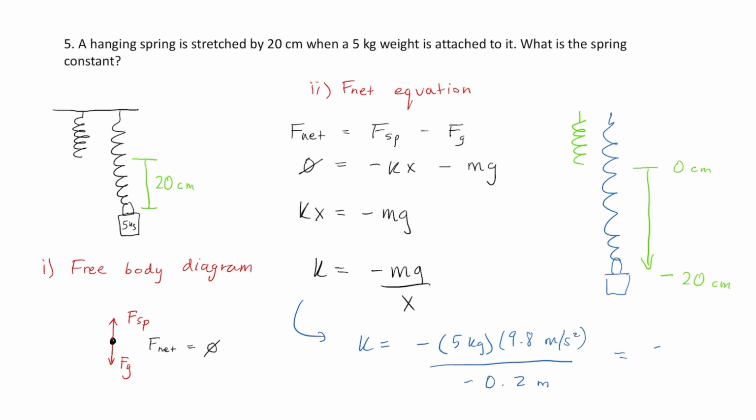And now all we need to do is do the math, and we find that the spring constant is equal to 245 newtons per meter. And that's the answer to our fifth question.